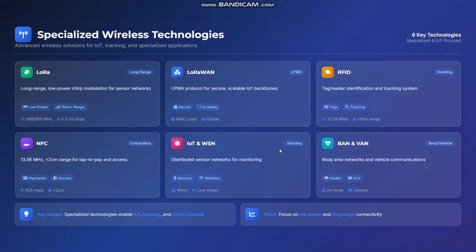Finally, I will explain some specialized wireless technologies. The first one is LoRa. LoRa is used for long range, low power communication, especially in sensor systems. The second one is LoRaWAN. LoRaWAN is the network architecture and protocol that enables battery powered devices to communicate over wide areas for IoT and machine to machine communications, smart city systems, and industrial applications.